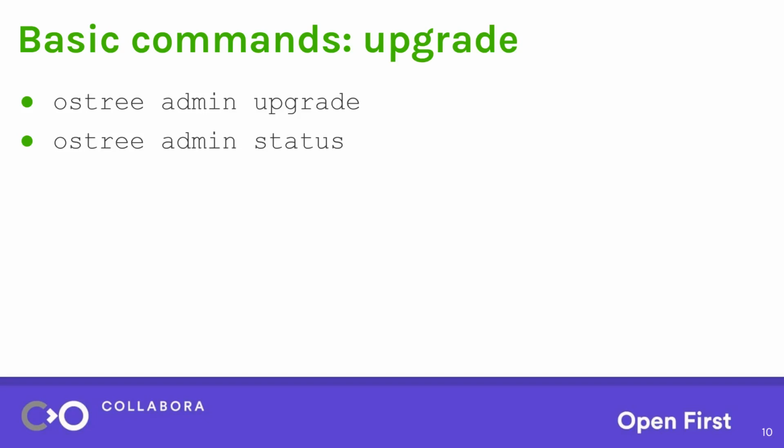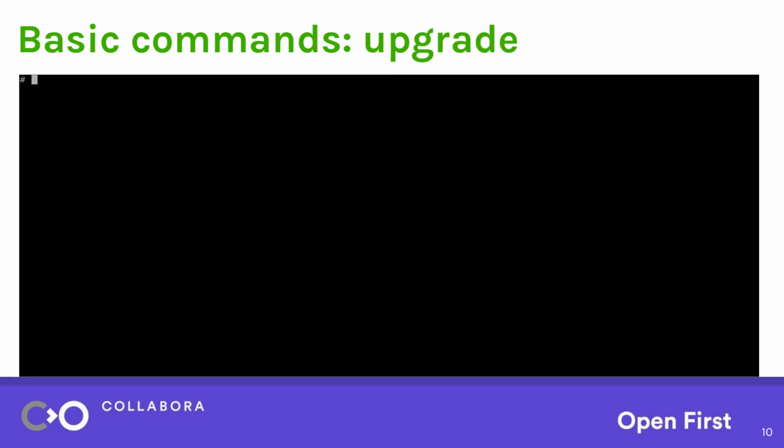So, how do we do an upgrade? There is a command named ostree admin upgrade for this task. Let's do a live upgrade of the installed system. But before the upgrade, I want to check the free space on the partition with the repository and deployments. As you see, 1.3 GB of free space is available. Let's do an upgrade.